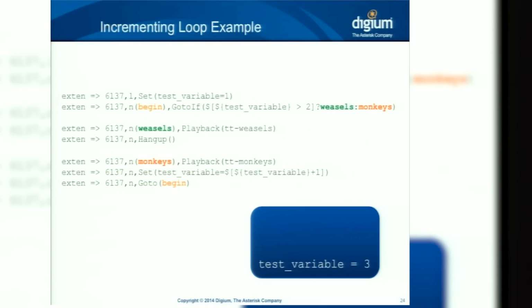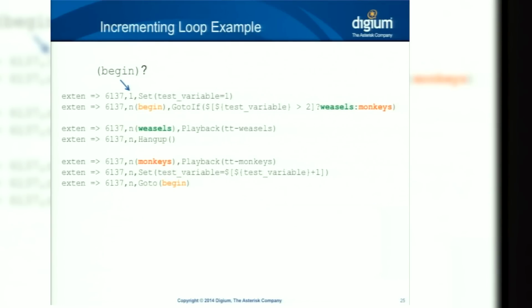So what happens if I go here? Instead of saying go to begin, what if I just said go to 1, being the first priority of my current extension? Yeah. It'll set to 1 over and over. My increment would never actually matter because I'm setting it to 1 over and over.